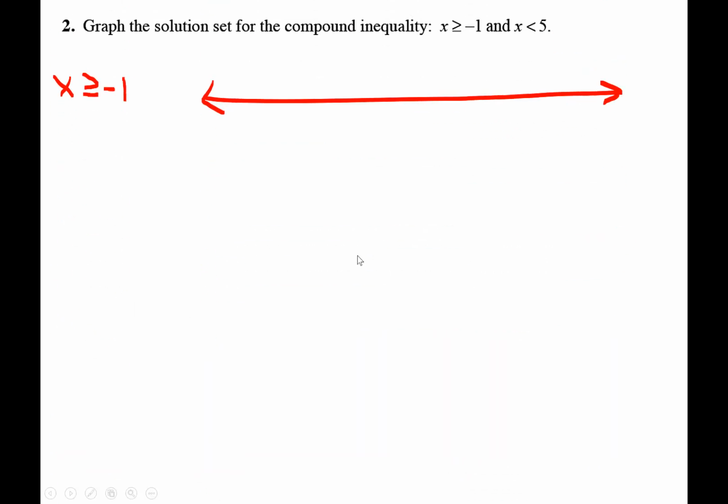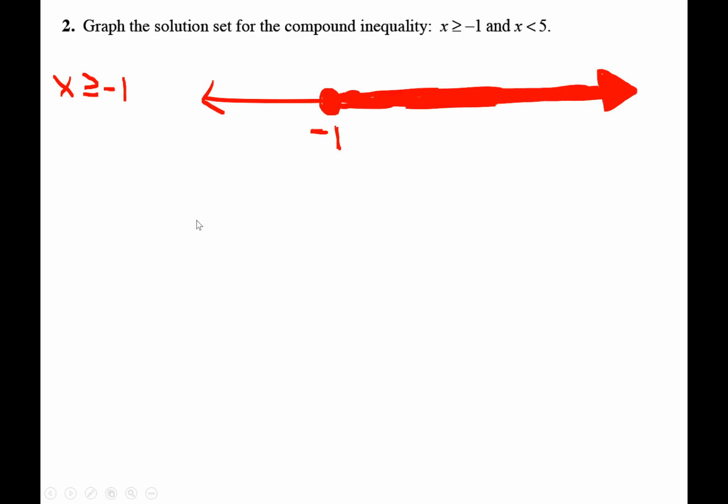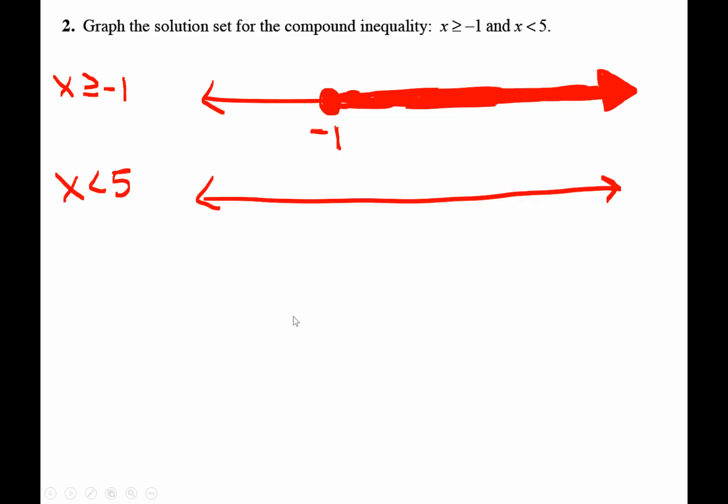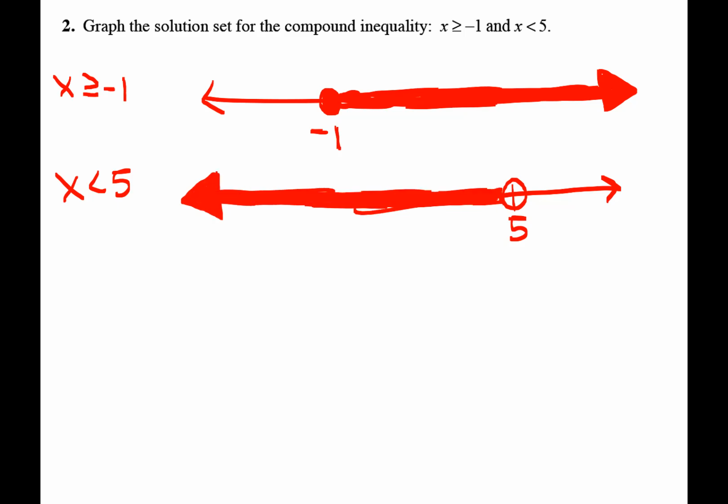All right, back together here. Let's go for it. So hopefully you put this down. -1, open dot or closed dot? Closed dot. Going off to the x greater than or equal to -1. That's going off to the right this time. Don't forget the arrow. Hopefully you guys didn't miss the arrow. The next one is going to be x less than 5. You guys already have it down on your sheet of paper. That's cool. Open dot is correct. And x less than 5 means you're going off to the left side. Arrow made bigger.